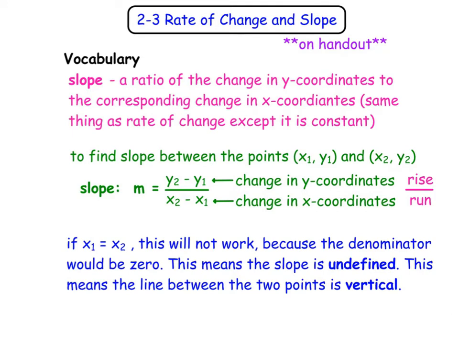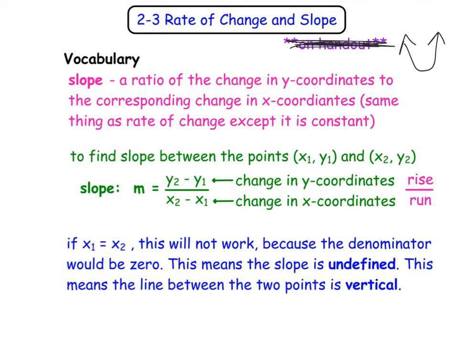Okay, now we're going to talk about slope, which is closely related to rate of change because it's the exact same thing. So it's a change of y coordinates to the corresponding change in x coordinates. So same thing, except it's a constant rate of change. Because for slope, we're talking about lines. Lines have slope. If you have a graph like this that's not linear, it has slope at different points, but it does not have an overall slope. So that's why when we're talking slope, we're talking about linear graphs, which have a constant slope or constant rate of change.